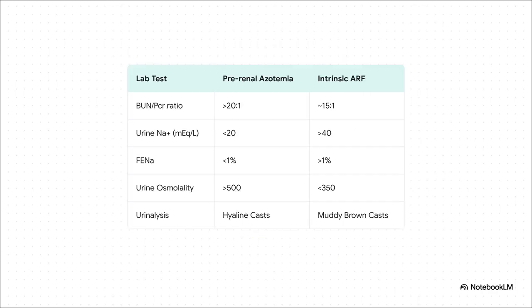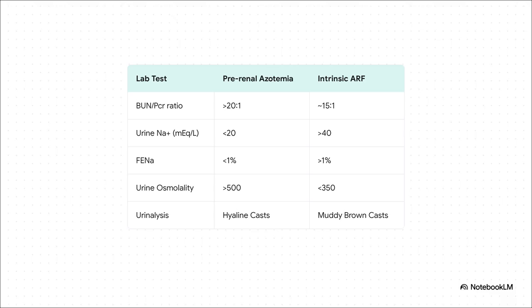And this is where the story gets really, really interesting. Just look at the differences here. In a pre-renal state, the kidney itself is actually healthy. It's just not getting enough blood flow. So what does it do? It does its job perfectly. It furiously tries to hold on to every last drop of volume by reabsorbing sodium and water. That gives you a really low fractional excretion of sodium, or FeNa, and super concentrated urine.